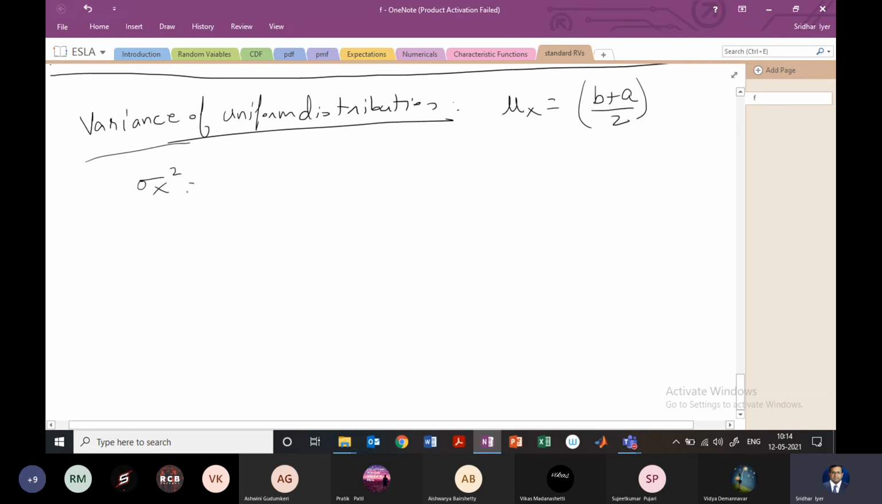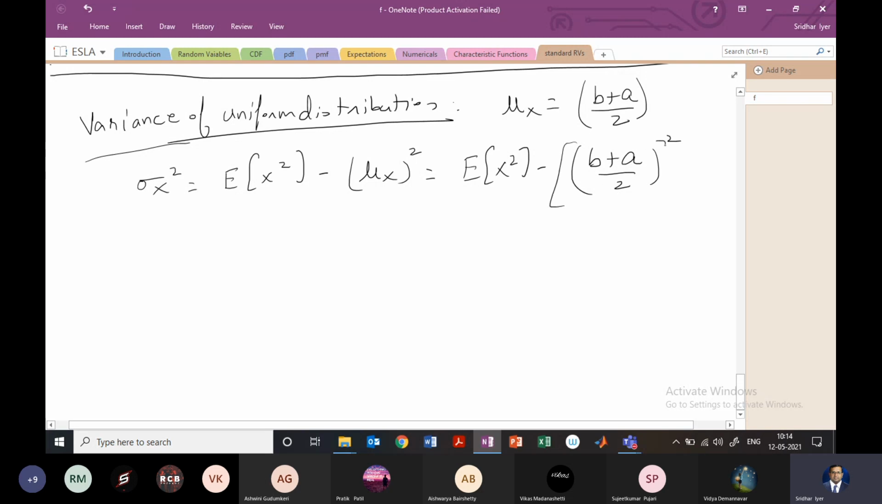So sigma x square, which is e of x square minus mu x the whole square, will be equal to e of x square minus b plus a by 2 the whole square, right? So we already know the second term, so I've just substituted. All we need to do is to find e of x square, right? So how do we find e of x square? So the formula is e of x square will be negative infinity to positive infinity x square fx of x dx.